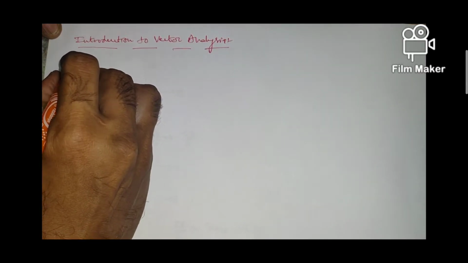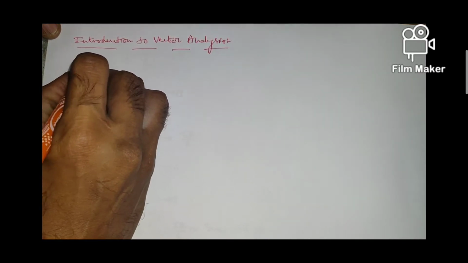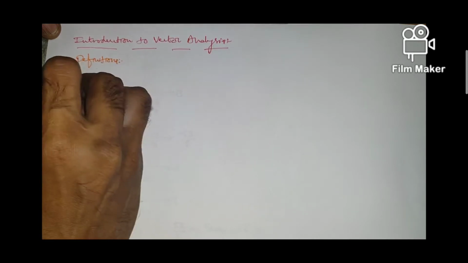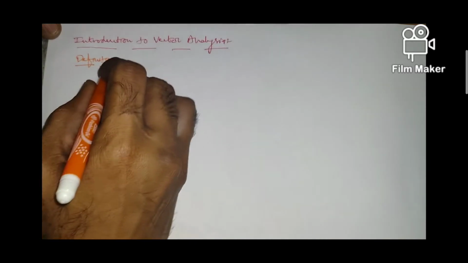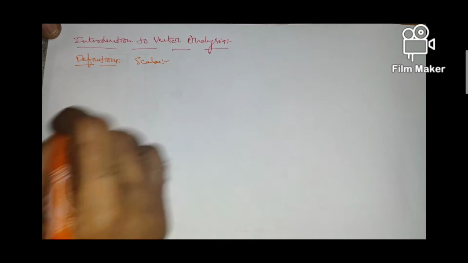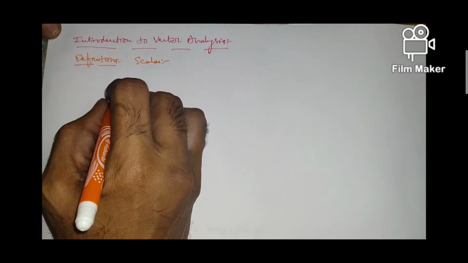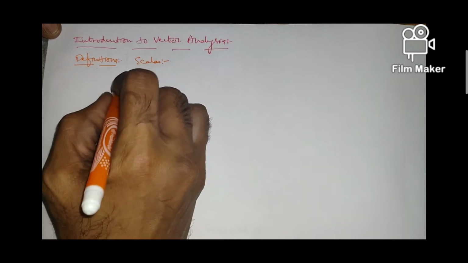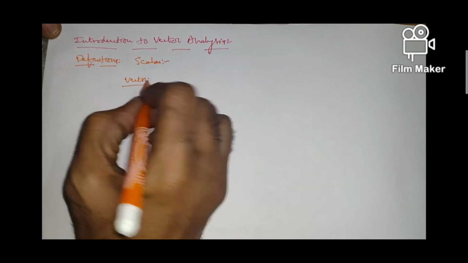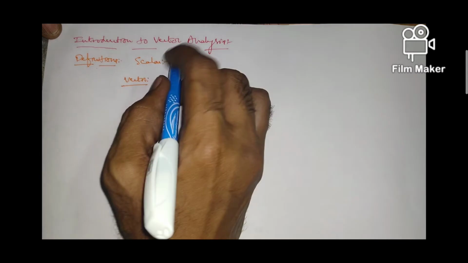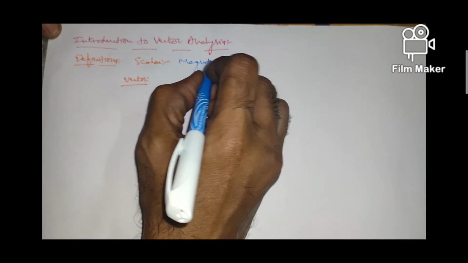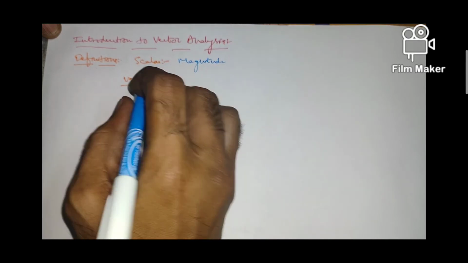First of all, let us have the definitions of scalar and vector. Scalar is defined as the physical quantity which has got only the magnitude but no direction, whereas vector consists of both magnitude and direction.